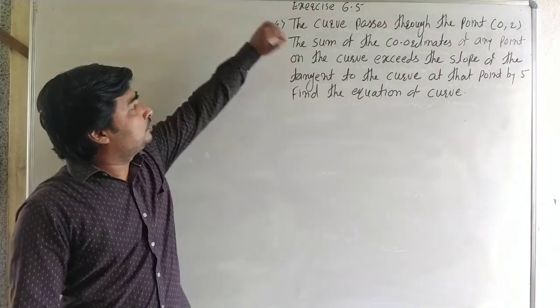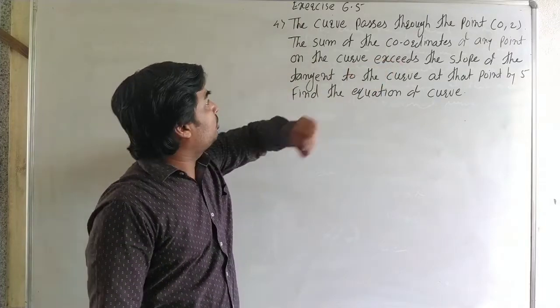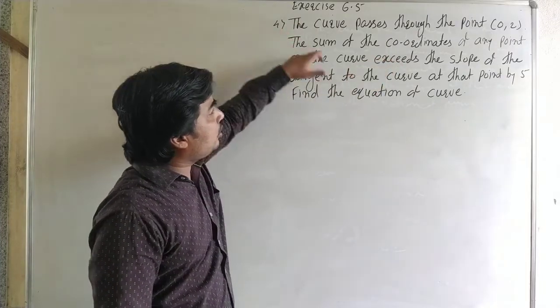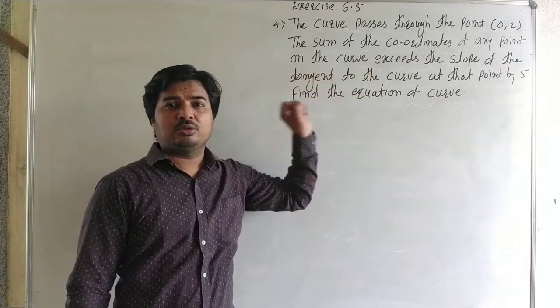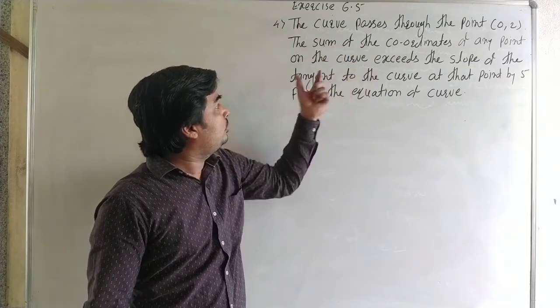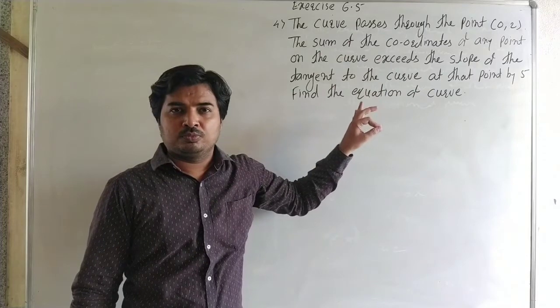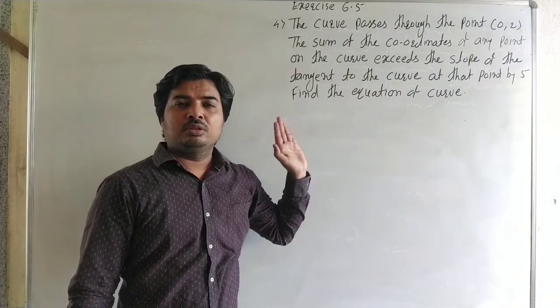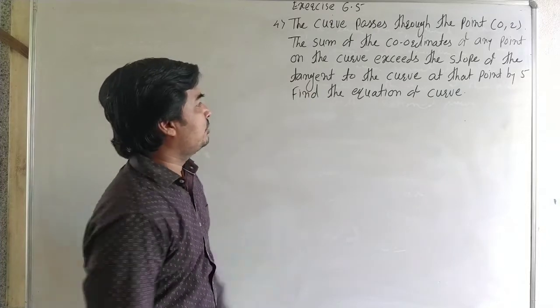The fourth example: the curve passes through the point 0, 2, and the condition is that the sum of the coordinates of any point x, y on the curve exceeds the slope of the tangent to the curve at that point by 5. That means the sum of the coordinates exceeds the slope of the tangent by 5. Then find the equation of curve.